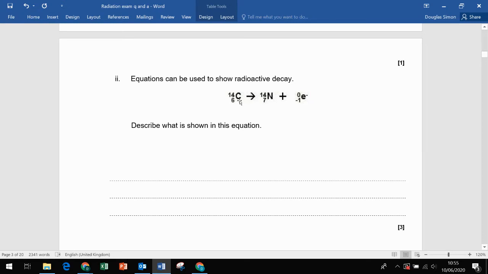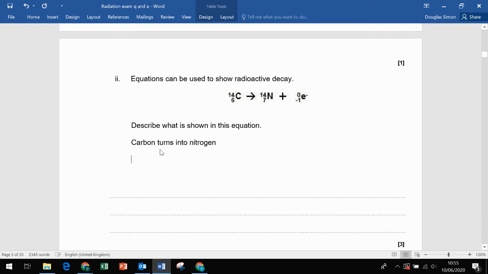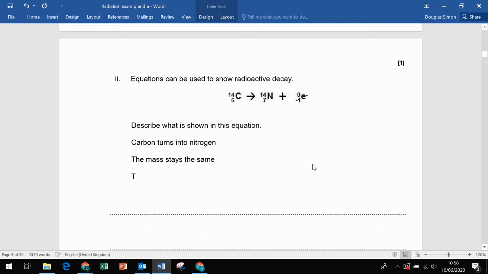So we've got carbon turning to nitrogen and an electron. Firstly, it's 3 marks. We need to say 3 things. So carbon turns into nitrogen. Let's have a look at the numbers. 14 goes to 14 plus 0, so the mass stays the same. What's happened to the atomic number? The atomic number increases by 1, so that's just another way of saying the number of protons increases by 1.